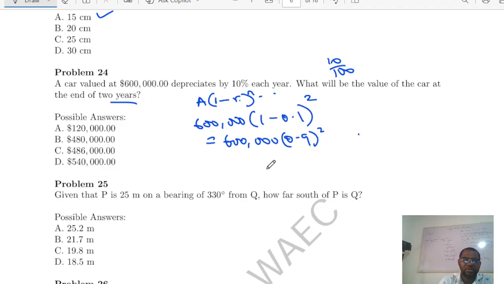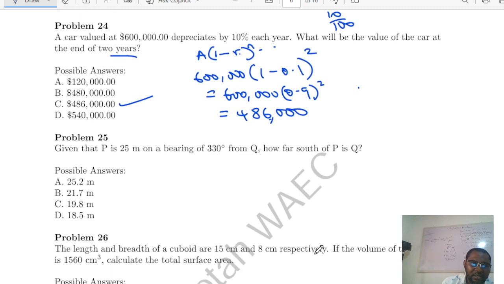So I would use my calculator here. 600,000 times 0.9 squared, I am getting 486,000. Beautiful. So the answer is C. Amazing. So the next one says, given that P is 25 meters on a bearing of this from Q, okay? Now, bearing of 330 from Q.